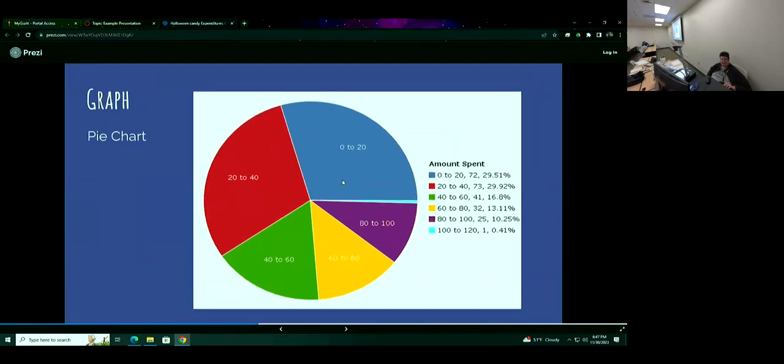I got a pie chart here showing how much was spent. I think these numbers are, I don't know what the numbers are. They didn't say. Maybe the number of people that were in the category. One group spent over $100 on Halloween candy. That's a lot of Halloween candy. Even 60 bucks on Halloween candy. I guess if you got a lot of people showing up.